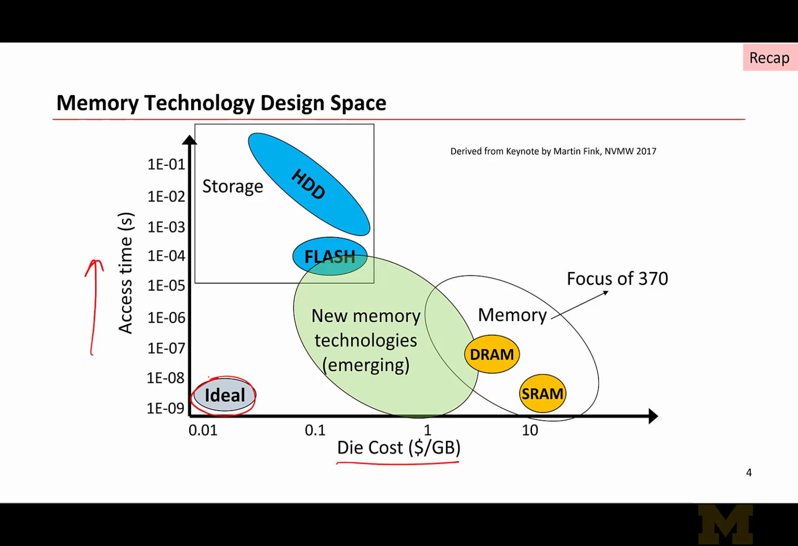Instead, what we have are expensive SRAM, which tend to be small because they're expensive. And then we talked about DRAM, which is 1 to 2 orders of magnitude cheaper but also slower than SRAM. So in 370, we primarily talk about SRAM and DRAM memory technologies. And when we talk about caches, we talk about SRAMs.